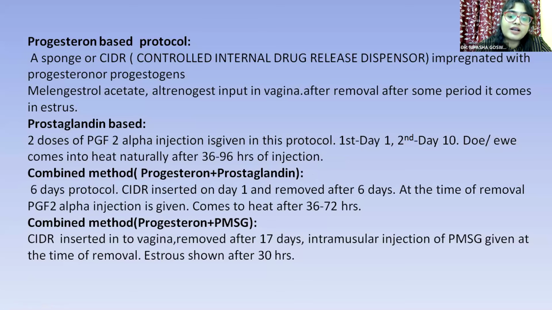Combined method of progesterone and PMSG. Here also a CIDR, controlled internal drug release dispenser of progesterone, is inserted into the vagina, and that is removed after 17 days. An intramuscular injection of PMSG is given at the time of removal, and estrus is shown after 30 hours.